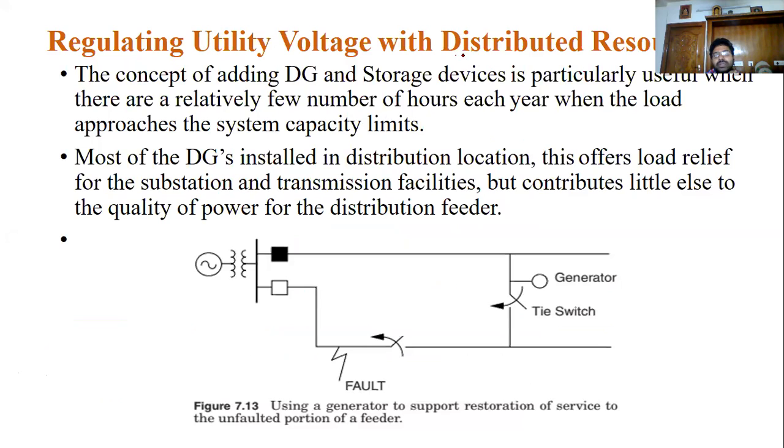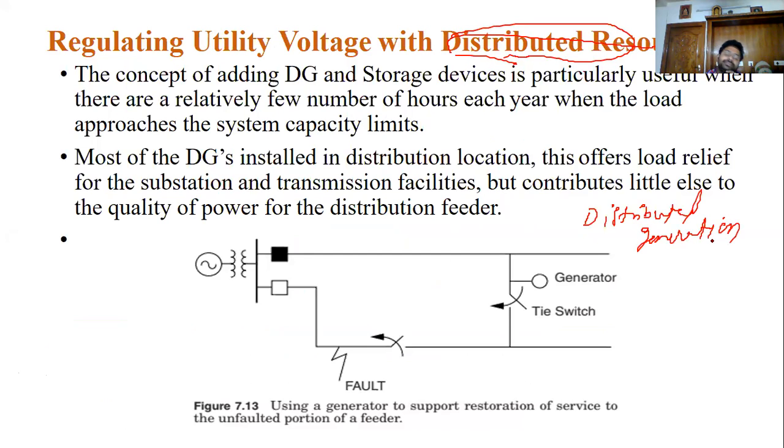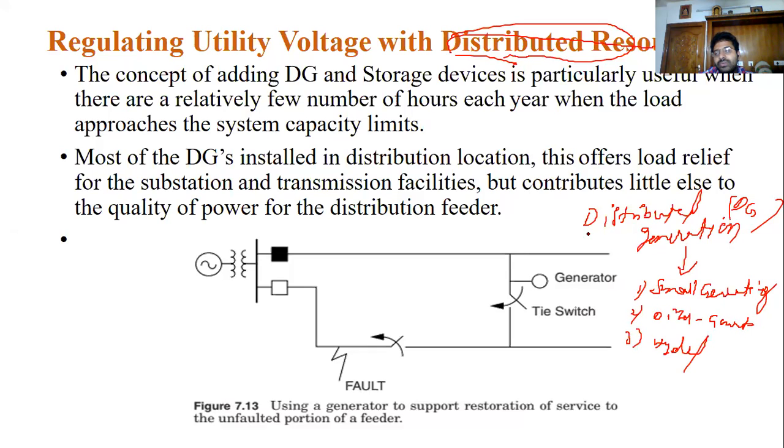One of the devices for regulating voltage is distributed generation. In distributed generation, or DG, you can treat it as small generators, small generating plants, such as diesel generators, or whatever it may be. Whenever you say distributed, it means those generators are located near the load centers.